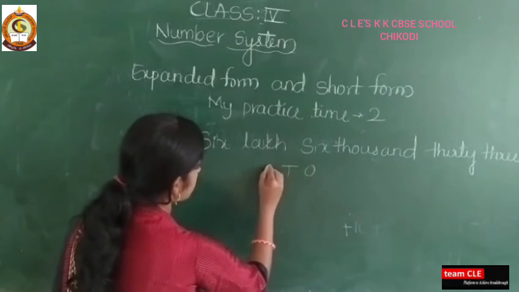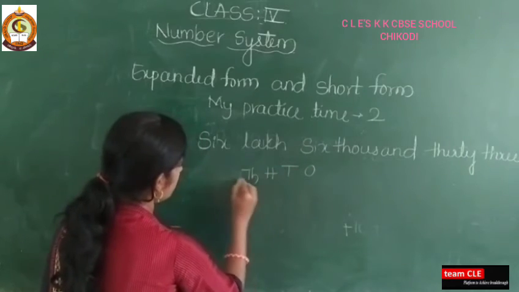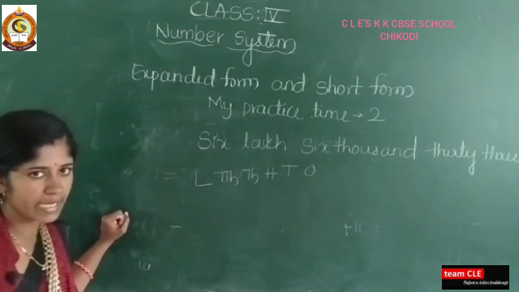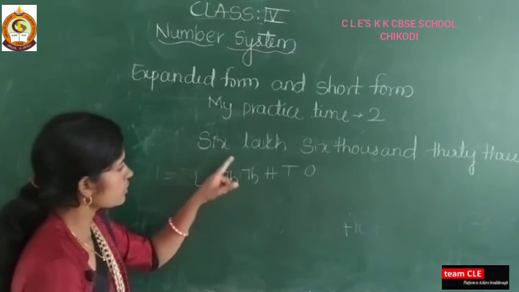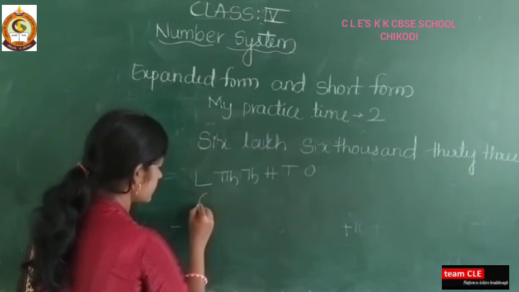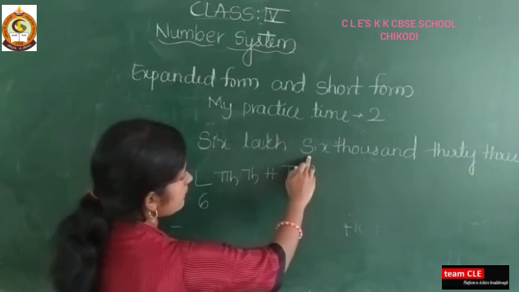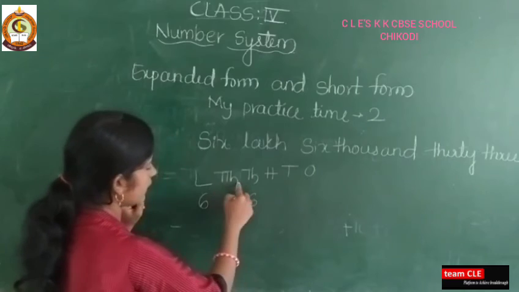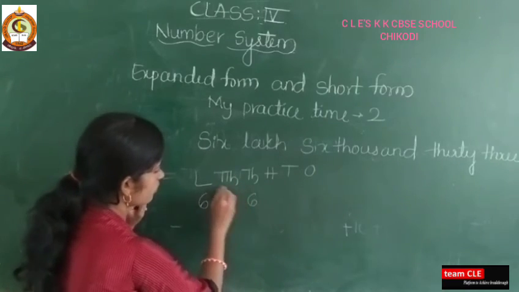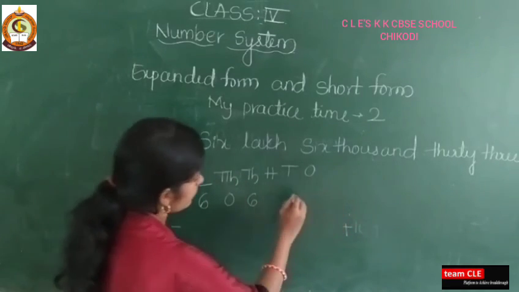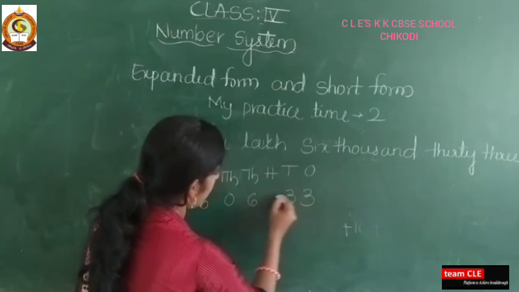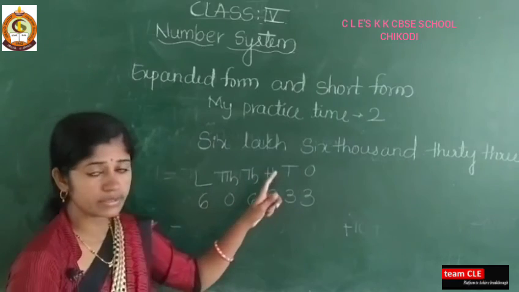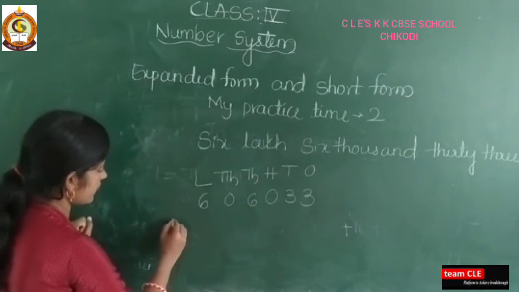Ones, tens, hundreds, 1,000, 10,000, lakh. Because here 6 lakh is there, no? For that purpose I wrote here up to lakh. So see, 6 lakh. So write 6 in lakh place. 6 lakh 6,000 is there. In 10,000 place there is no digit, means you give here 0. 33 means here you write 33, and in 100 place you give 0. So 6 lakh 6,033.